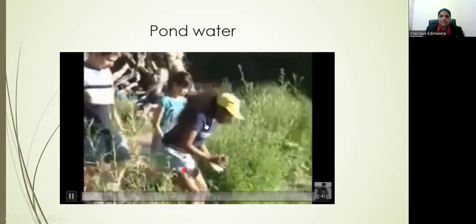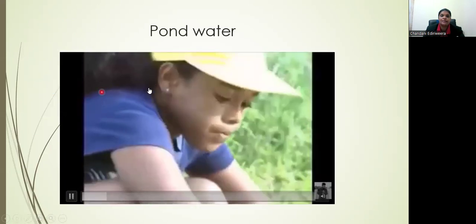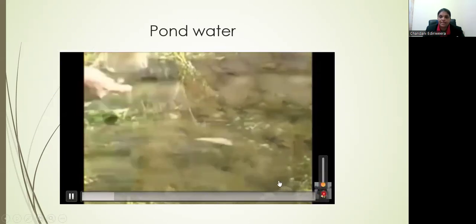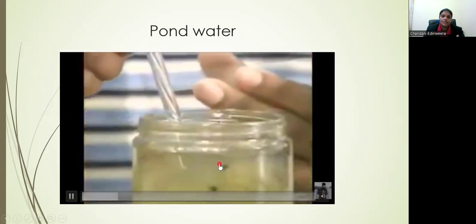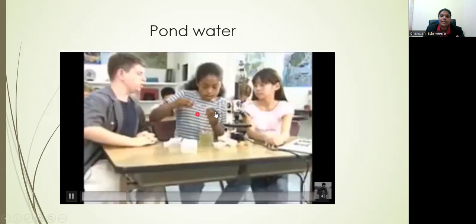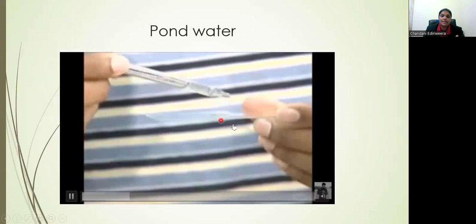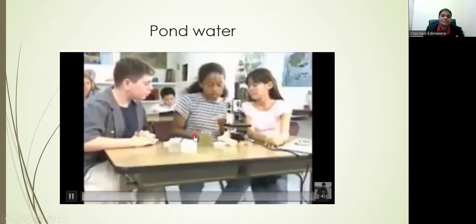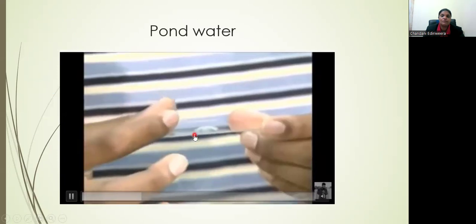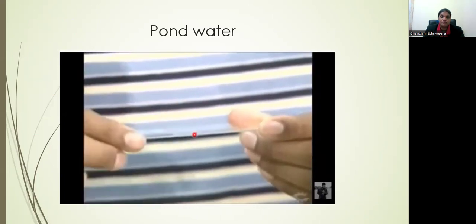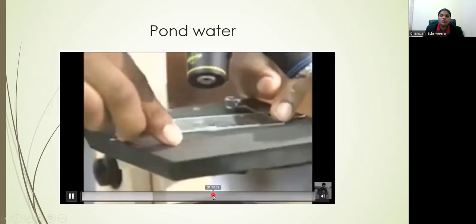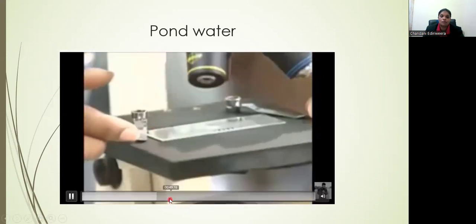You can see here this girl and her friends. They are going and collecting some water from the pond, and you can see that she's taking a drop of water and putting this one on the slide. We are calling this glass part the slide. And then we need to take a cover slip and cover it with the cover slip. Then we observe that one through the light microscope.